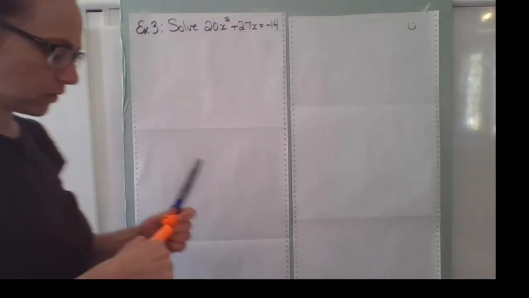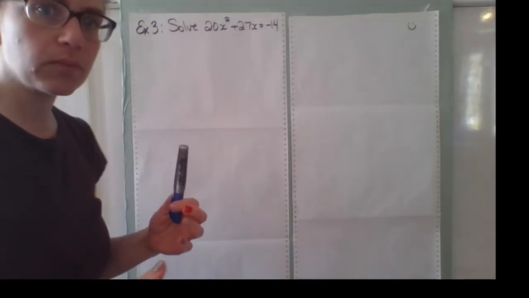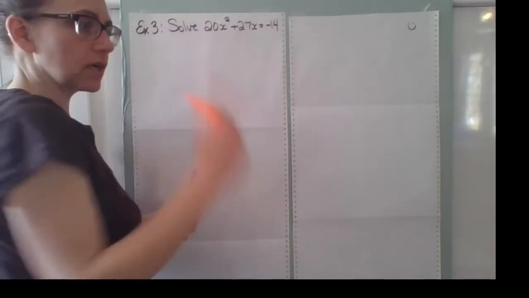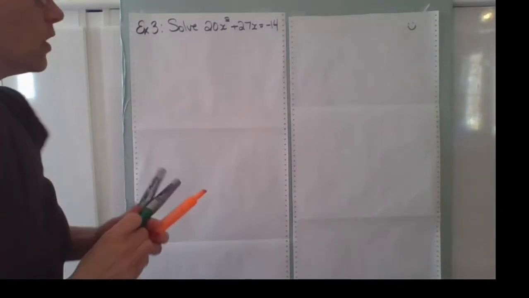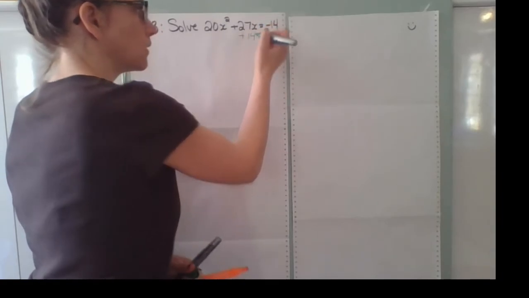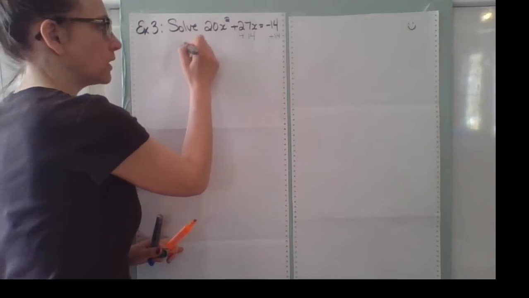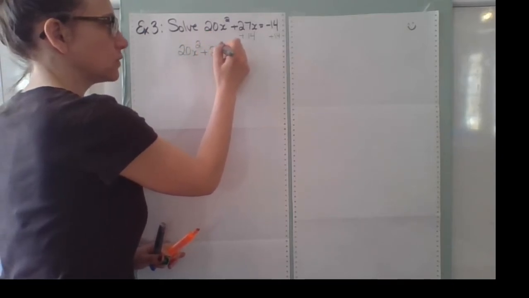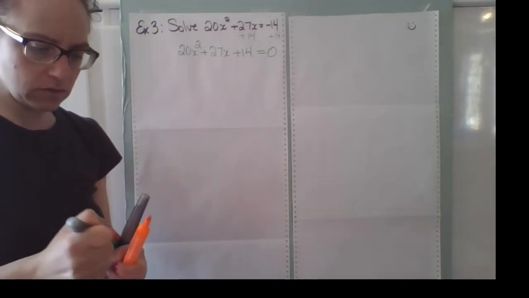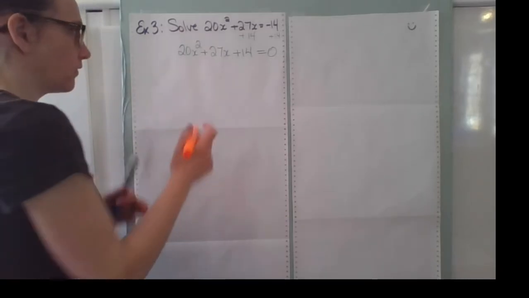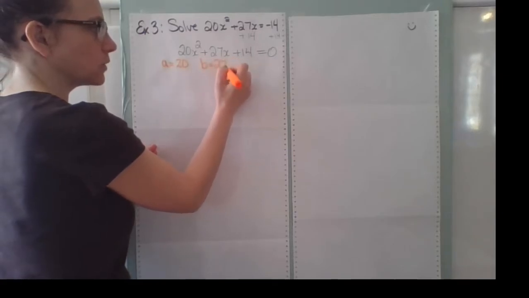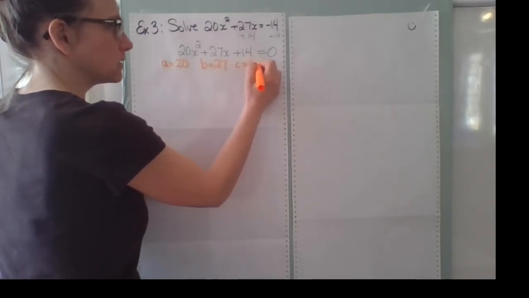Okay, let's look at example 3. This is a slightly different looking problem because notice I now have an equal sign in the middle. So I have to get my negative 14 over to the other side to get it all in the right locations. So let's add 14 to both sides. And what do we end up with? We've got 20x squared plus 27x plus 14 all equals 0. To use our quadratic formula, let's pick out our coefficients. So we know a is 20, b is 27, and c is 14.